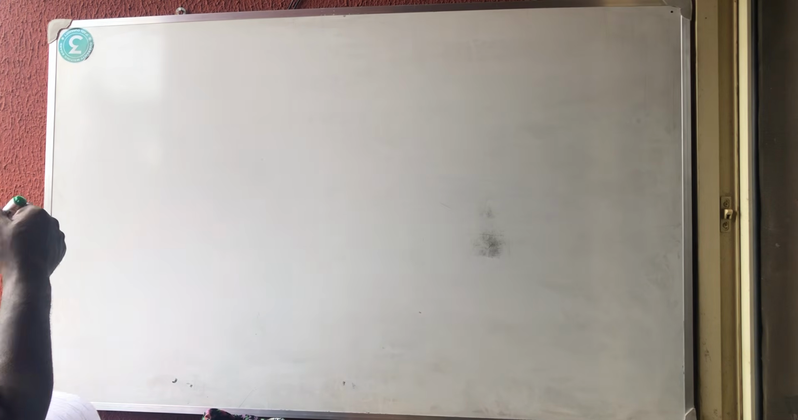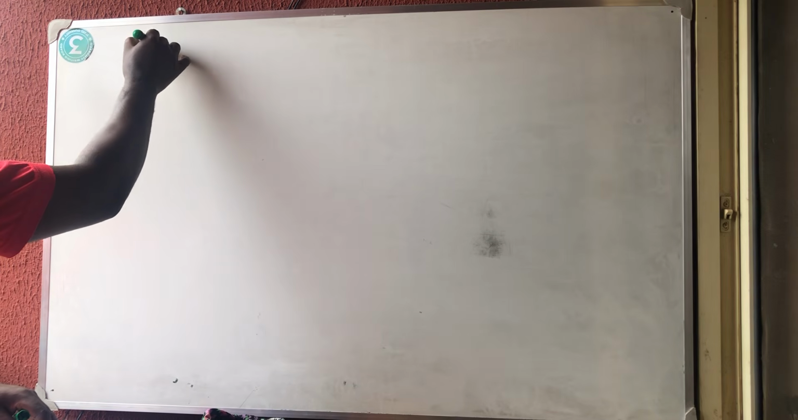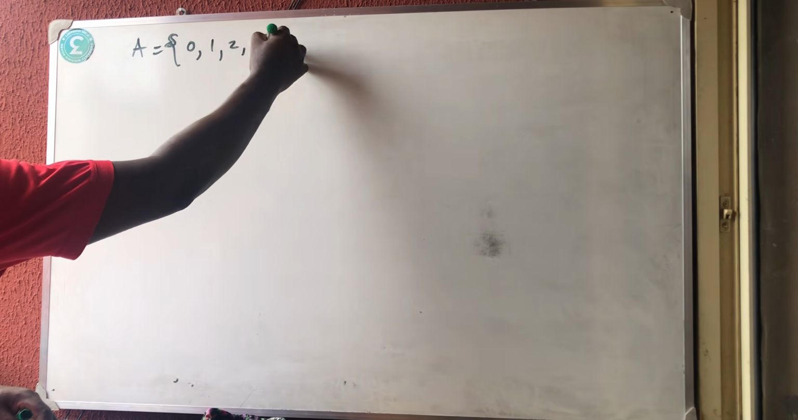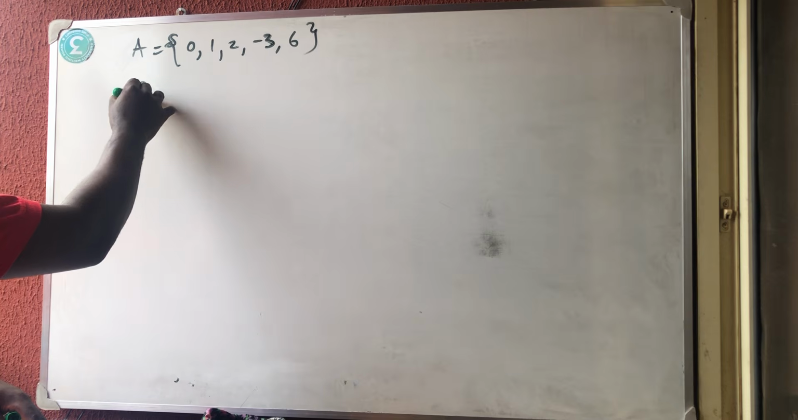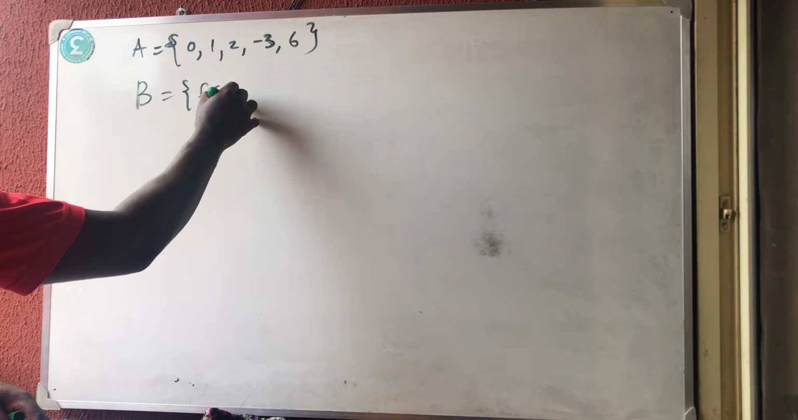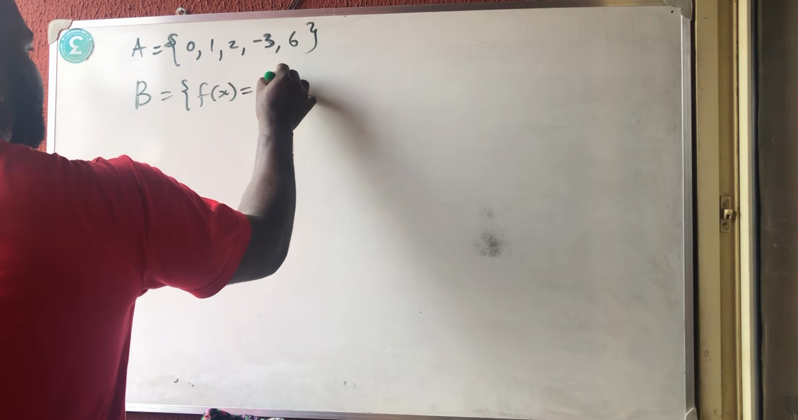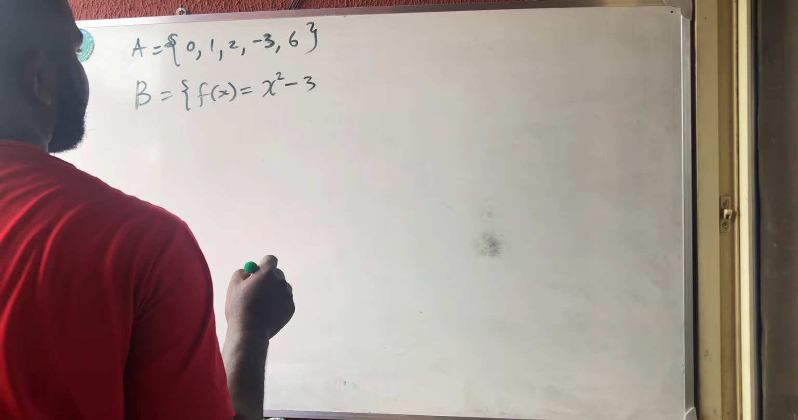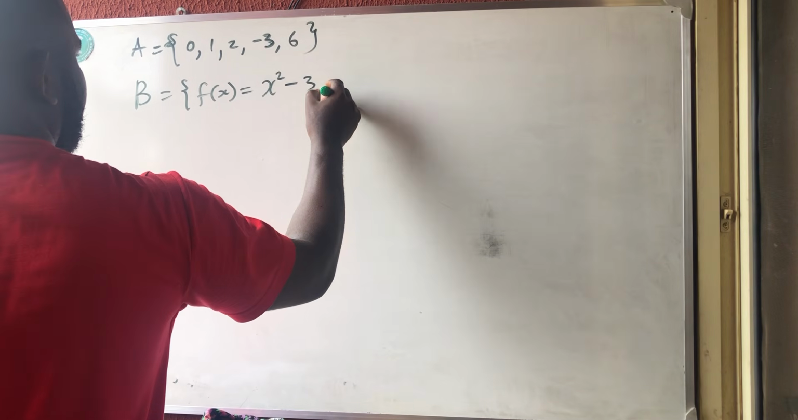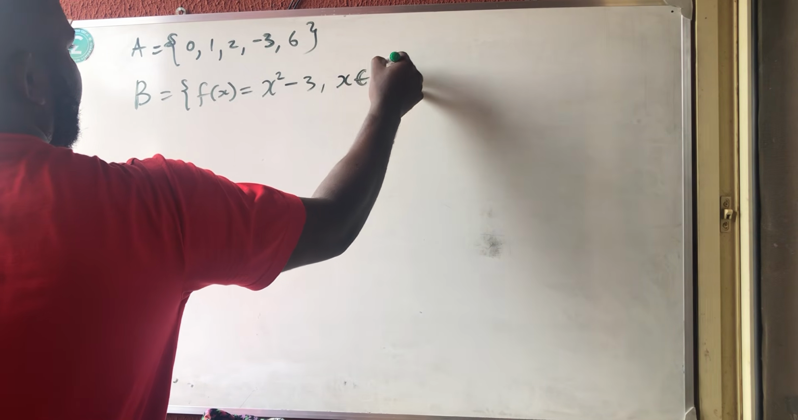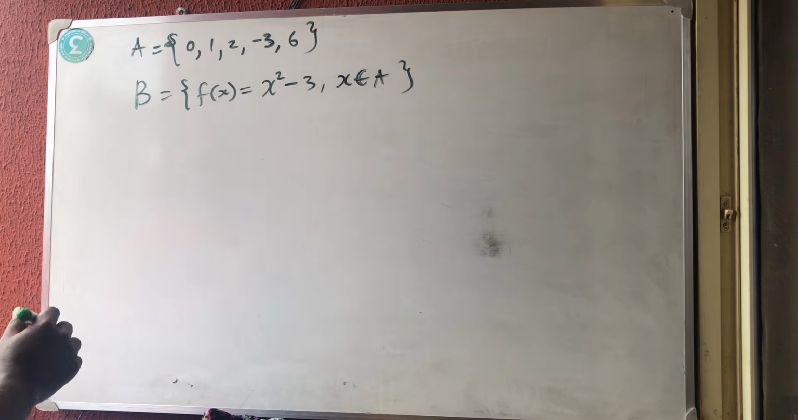Okay, look at this. Let's use that example that we used. We say that A is equal to a set of 0, 1, 2, 3, in fact, let me use -3 and 6. And they say that B is a set of f of x, which is equal to x squared minus 3, and x is an element of A.